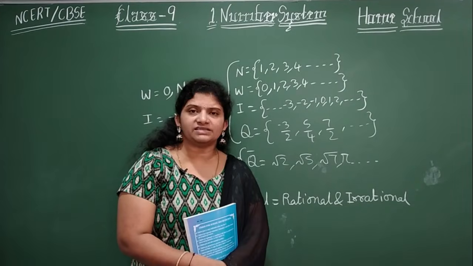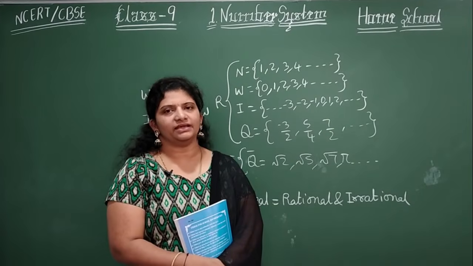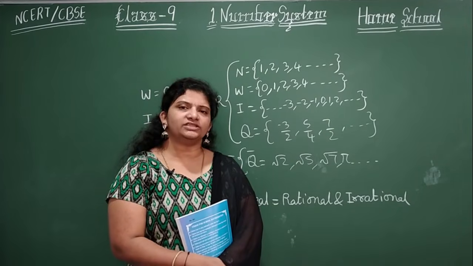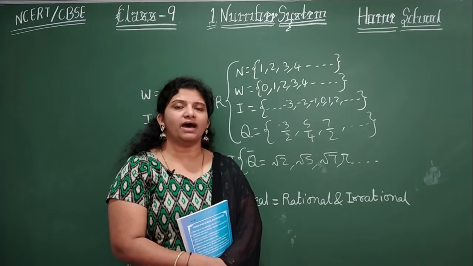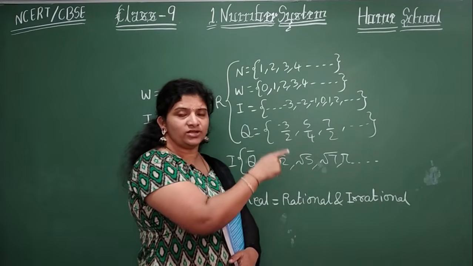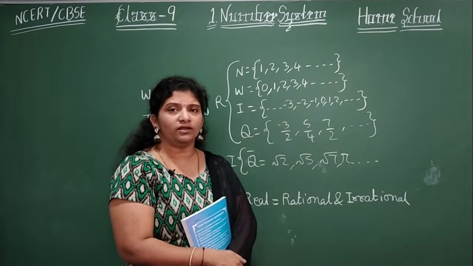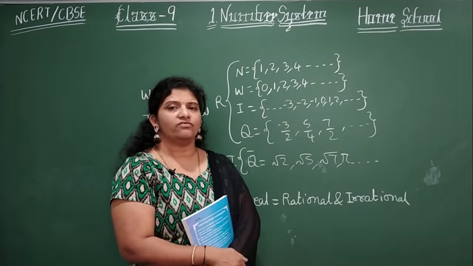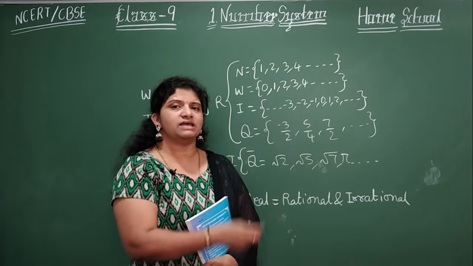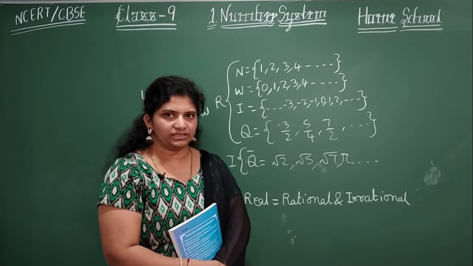Real numbers are classified into two types, rational numbers and irrational numbers. Whole numbers, natural numbers, and integers all belong to the rational numbers, whereas the irrational numbers are those other than p by q form.